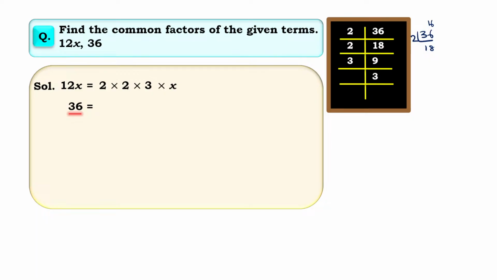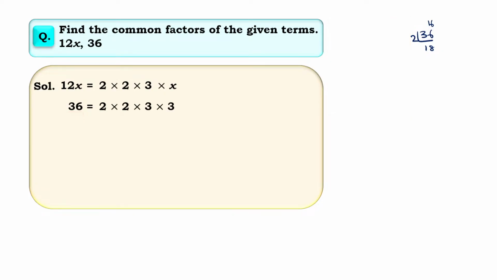Now what is the next number? Obviously 2 does not divide, so 3 divides 1 time. So what are the factors for 36? 2 into 2 into 3 into 3. So let me clear this.